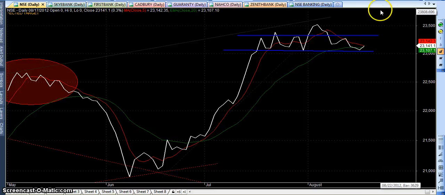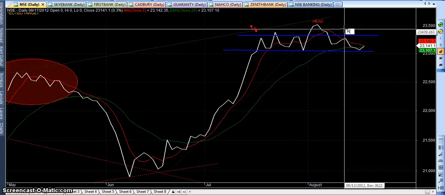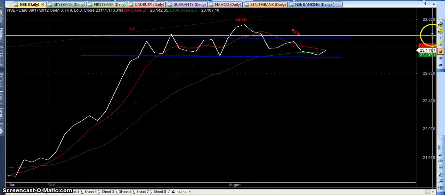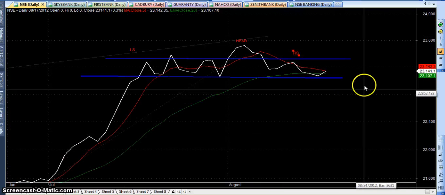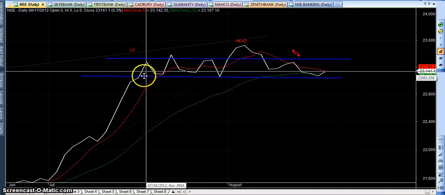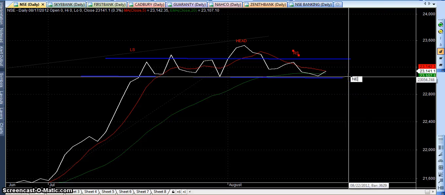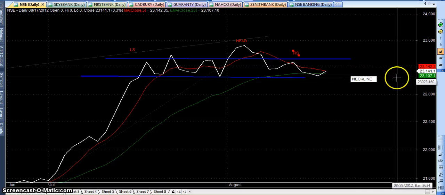So from this level, we can say this is the head of the pattern. These two can act as the left shoulder of the pattern, and this will be the right shoulder of the pattern. And basically what happens during a head and shoulder pattern is this straight line. We'll call this the neckline, the neckline of the market.